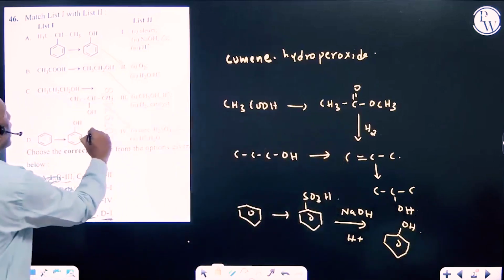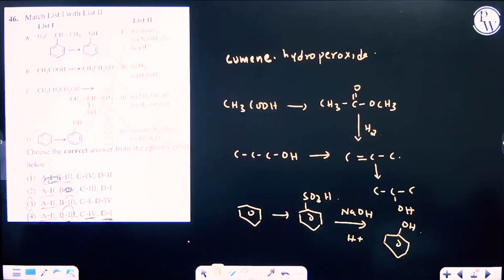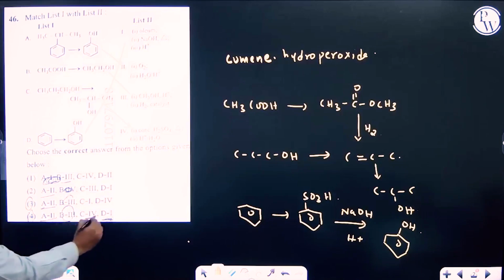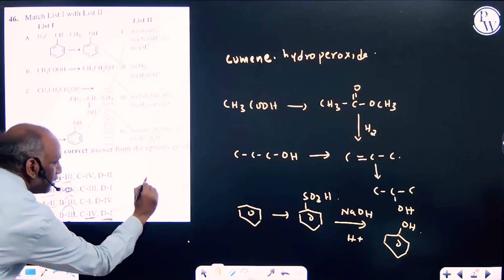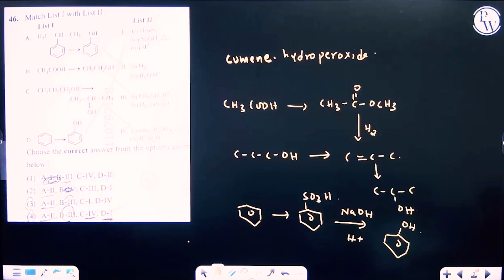So this D option will match with 1. So if you go by the correct option, A is matching with 2, B is matching with 3, C is matching with 4. So you will go for this as the answer. So your answer will be 4.